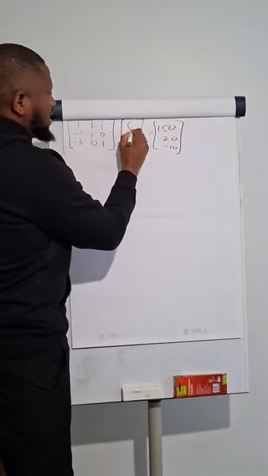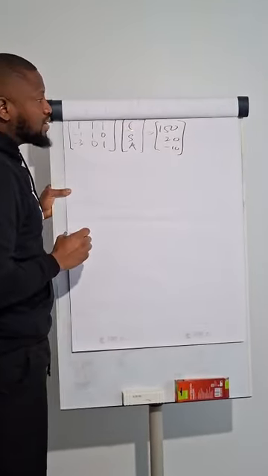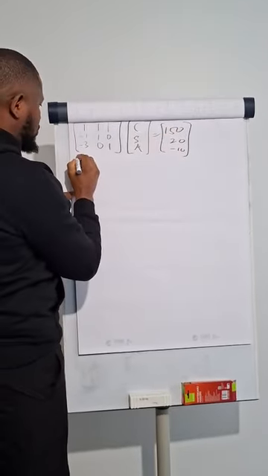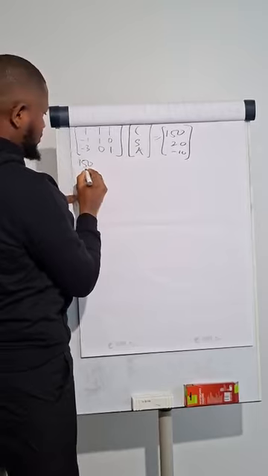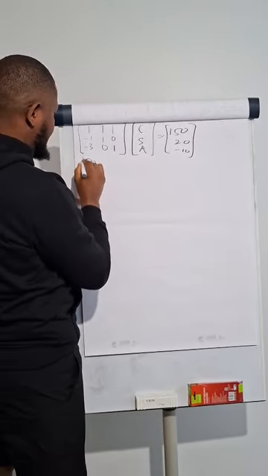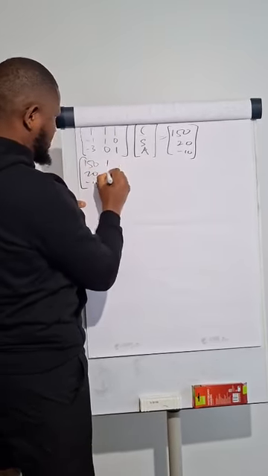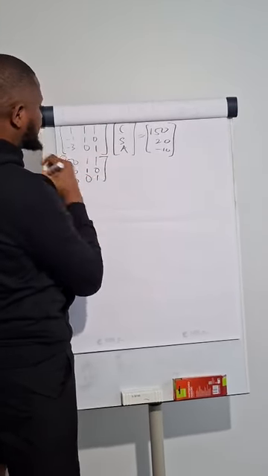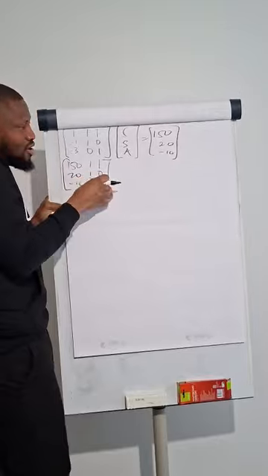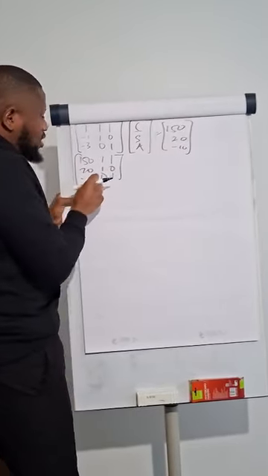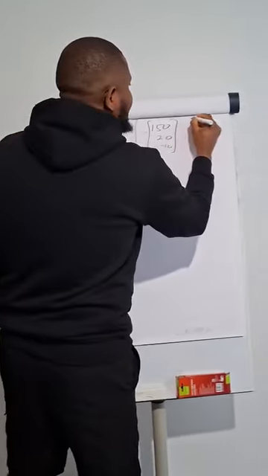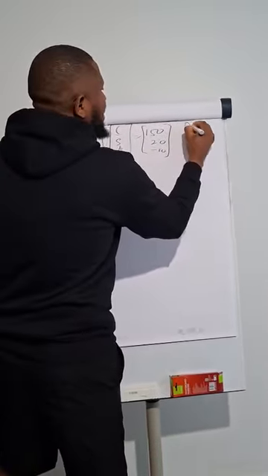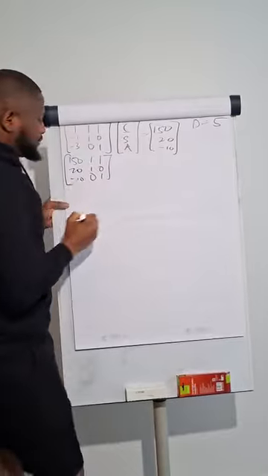Now the first one is the ticket sold to the child. We are going to replace this column with the constants, which are 150, 20, and minus 10. The other columns are 1, 1, 0, 1, 0, 1. Now we are going to look for the determinant of this matrix. Remember, the determinant of the general matrix was 5.